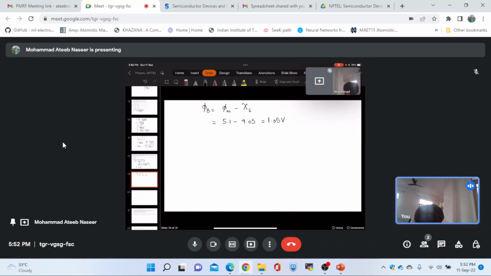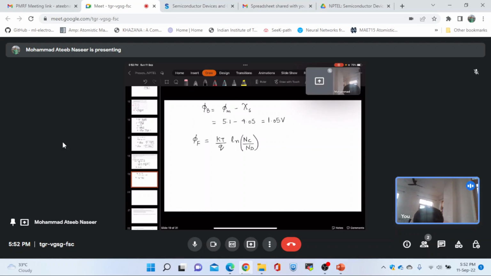So this phi f will simply be given by phi d, that is kT by q, ln of N C by N D.